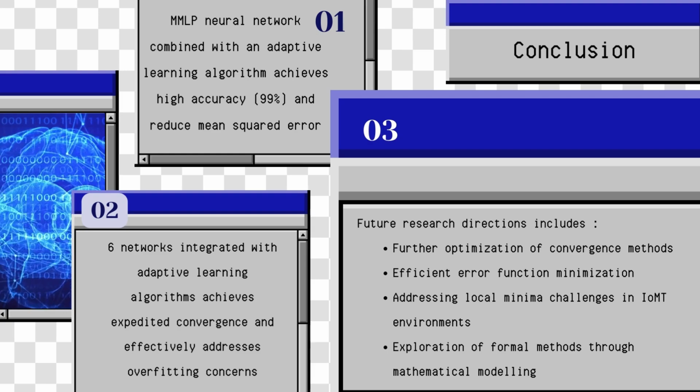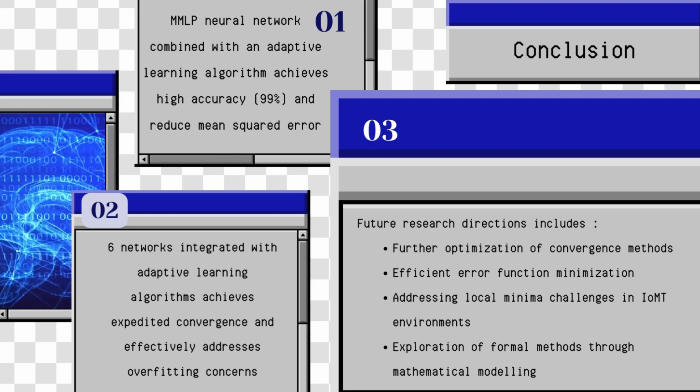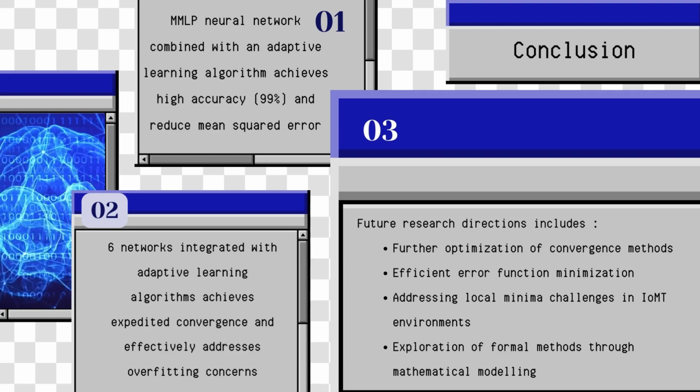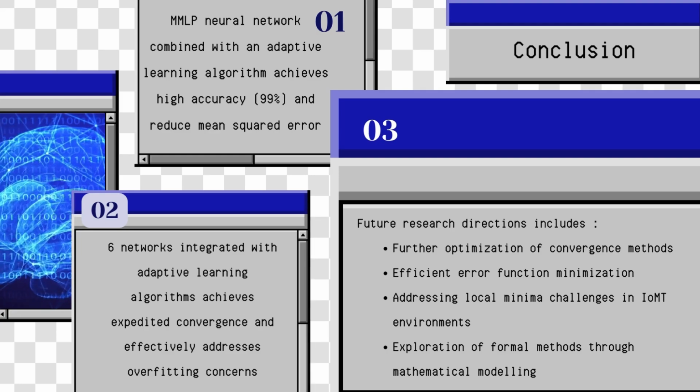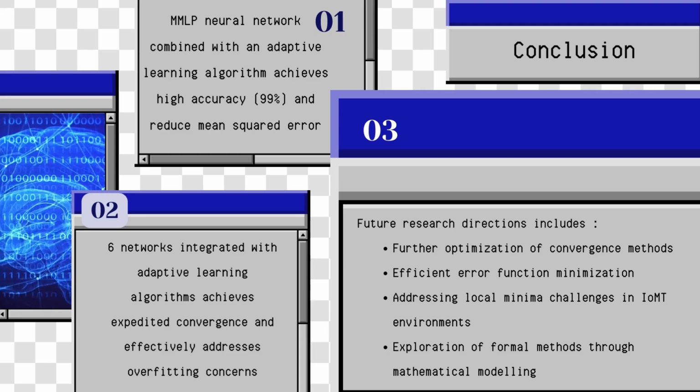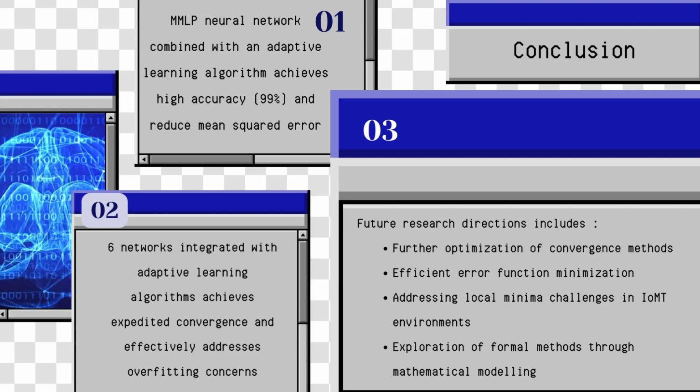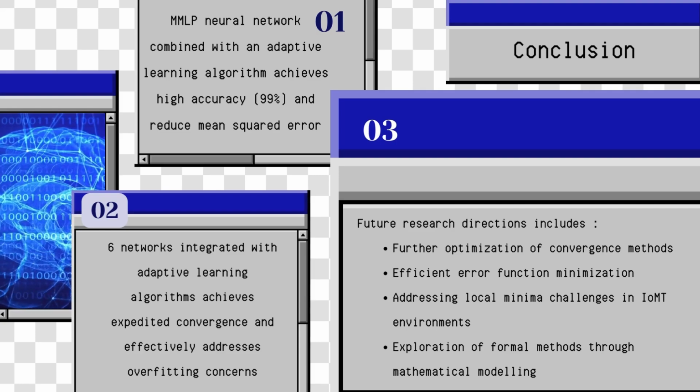The network configuration is quite advanced, employing 6 networks integrated with adaptive learning algorithms. This setup not only reaches an impressive accuracy rate but also ensures faster convergence when compared to traditional methods, and it addresses overfitting concerns effectively.